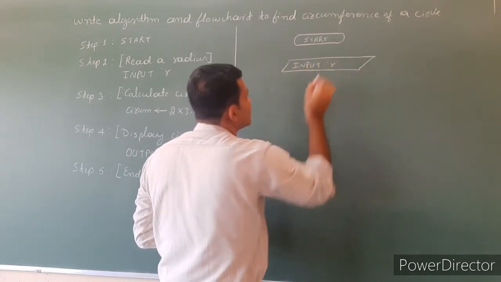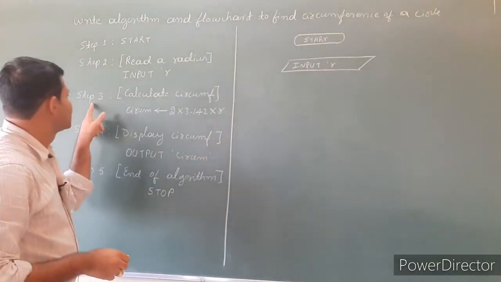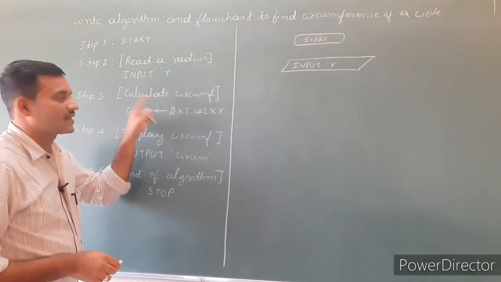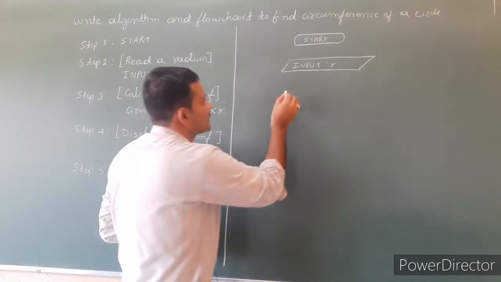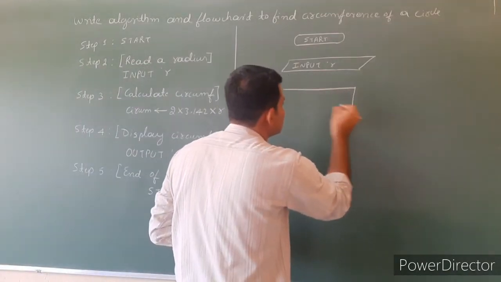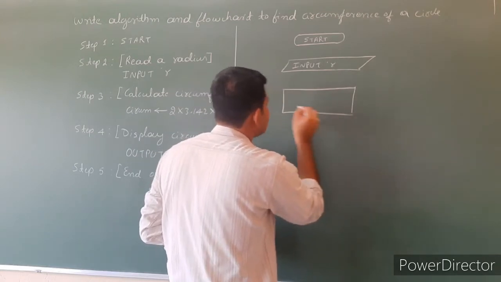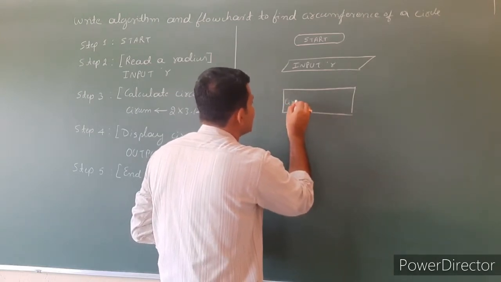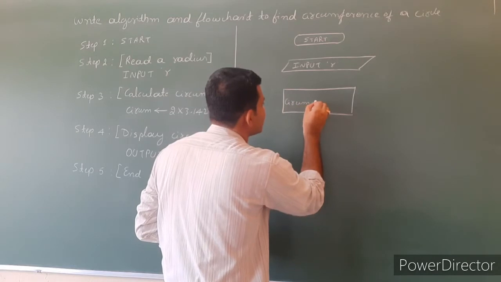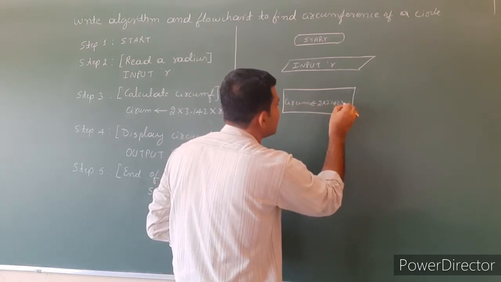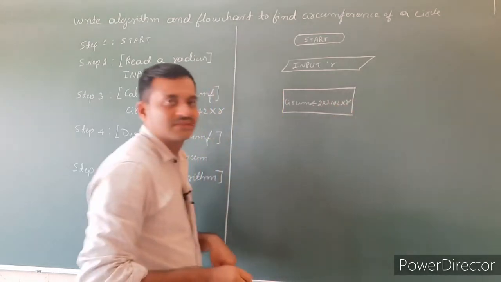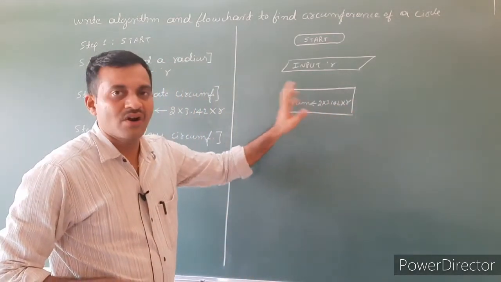input R. After that, step 3, circumference of a circle. Calculation means it is a process. A process is represented with a rectangle. Construct a rectangle. Inside that, write CIRCUM ← 2 * 3.142 * R. Write the expression 2 into 3.142 into R.